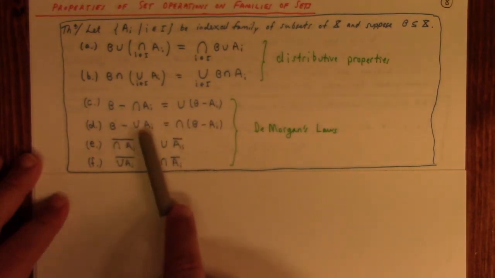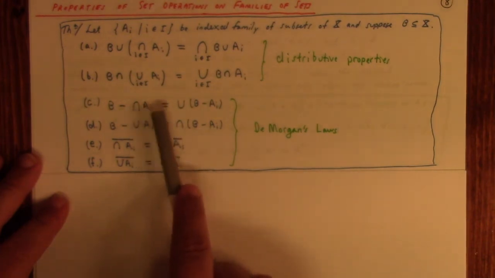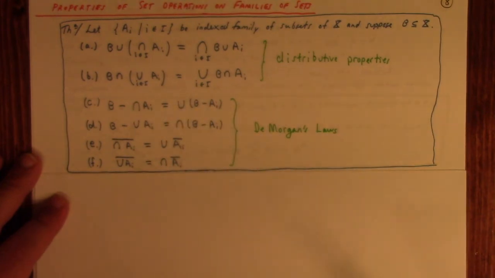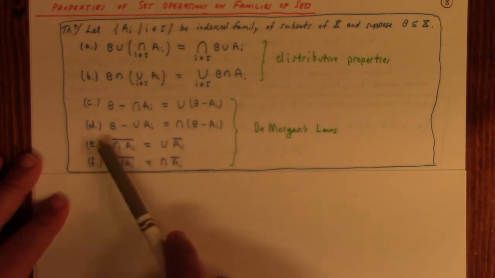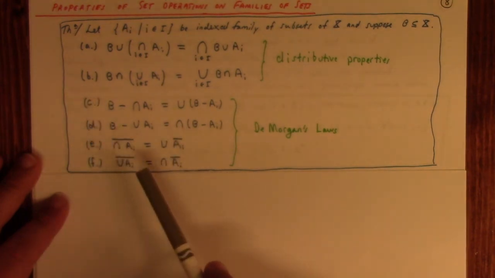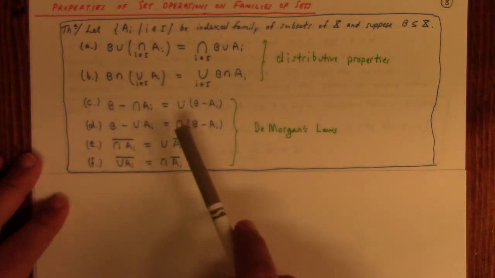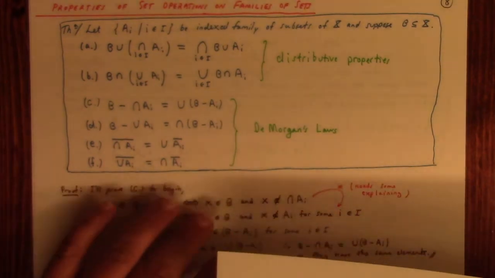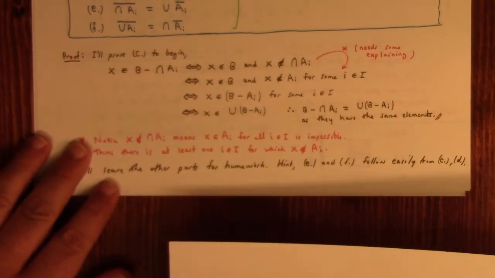The difference by the union is the intersection of the differences. You notice the flip-flopping of union to intersection, or intersection to union, I should say, the first one. And then, of course, E and F are really a special case of C and D, where we're taking B to be the universe. When B is the universe, then these become complements, right? Now I do have a proof of something here. A proof of C, excuse me.